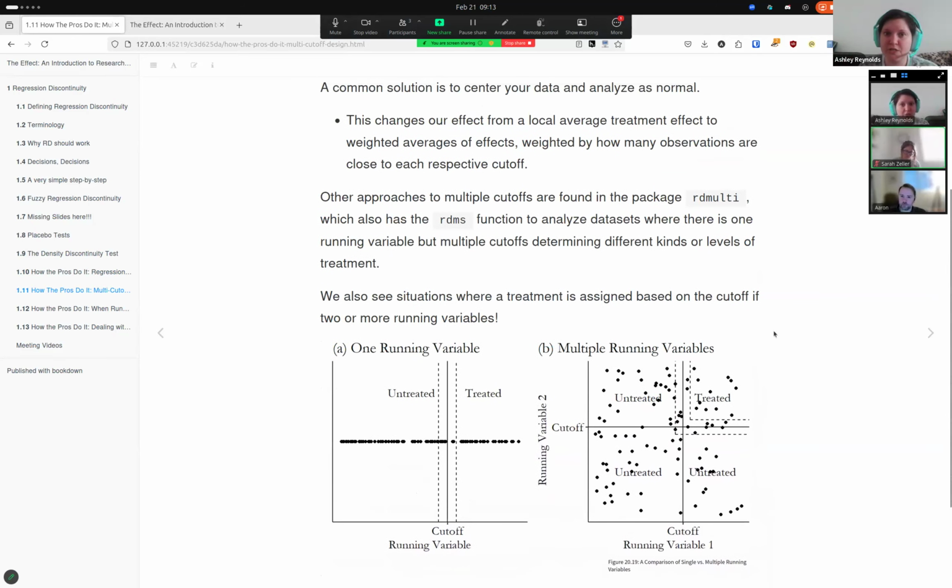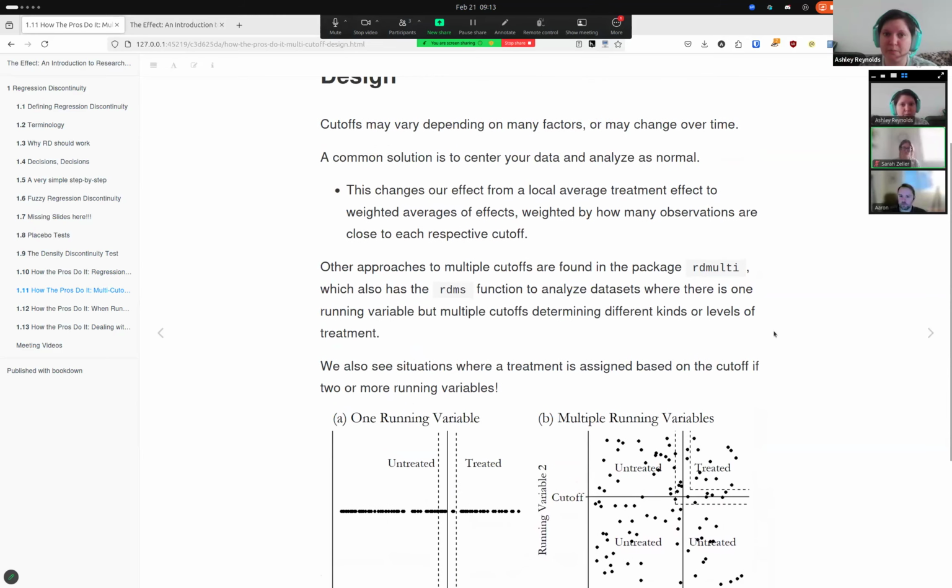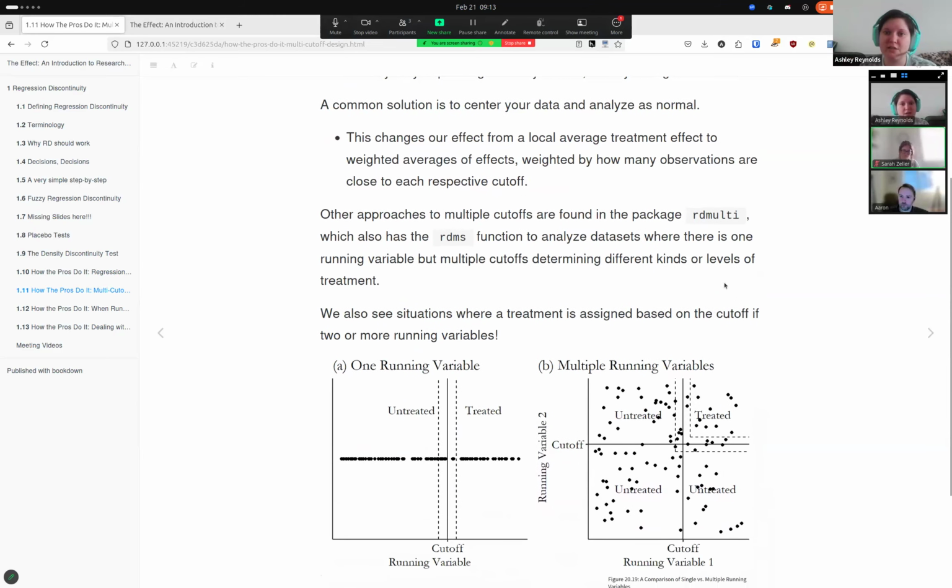There are other approaches to multiple cutoff designs, and these are found in a package called rdmulti, which has a number of different functions. One of these functions is the rdms function, which allows you to analyze data sets where there is a single running variable, but there are multiple cutoffs within that running variable, determining different kinds or different levels of treatment.